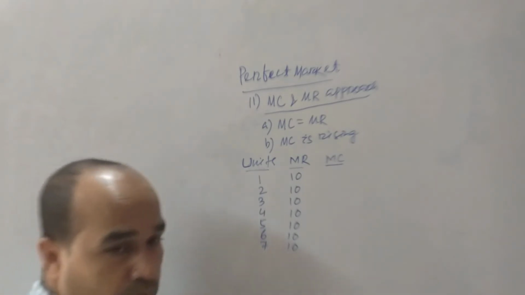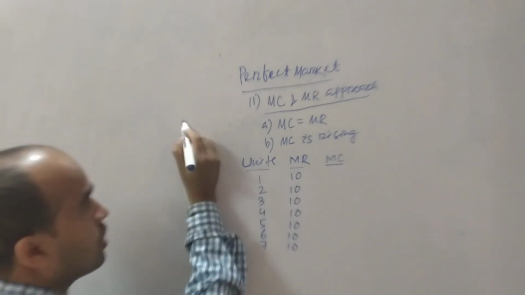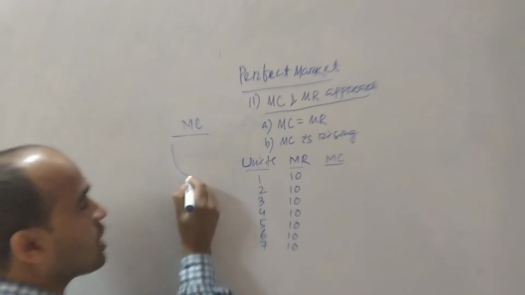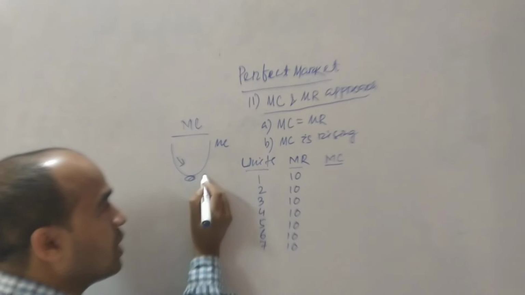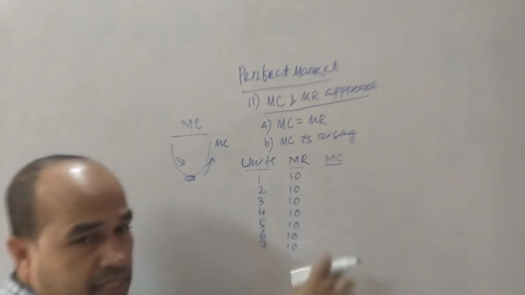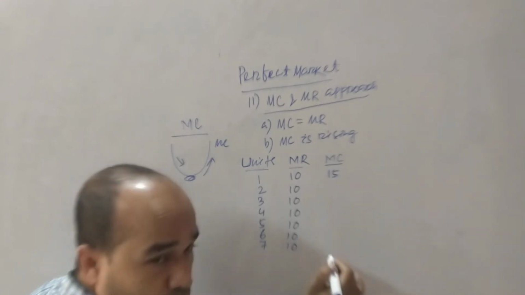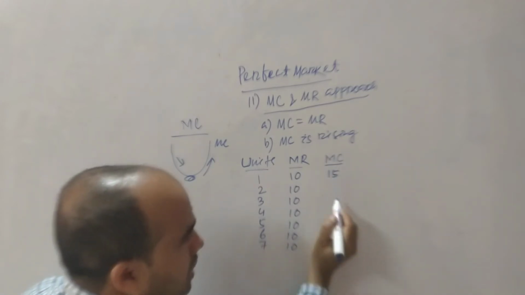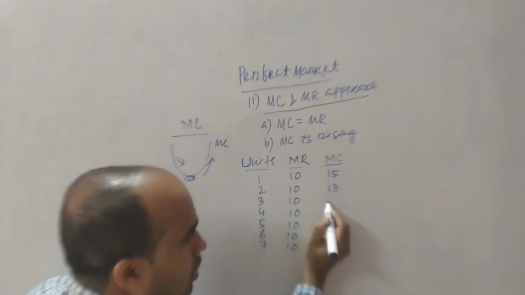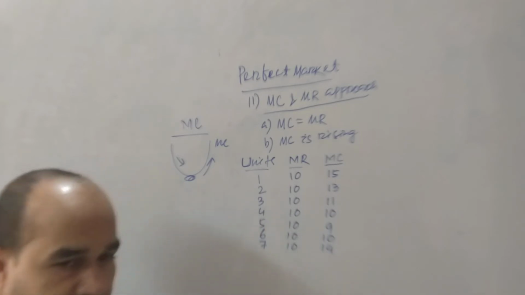How to calculate marginal cost? Dear students, you know that marginal cost is U-shaped. First it declines, reaches the minimum point, and after that increases. So you take the data. First it takes a higher number, after that the number slowly declines because marginal cost is declining: 15, then 13, then 11, then 10, then 9, then 10, then 14.